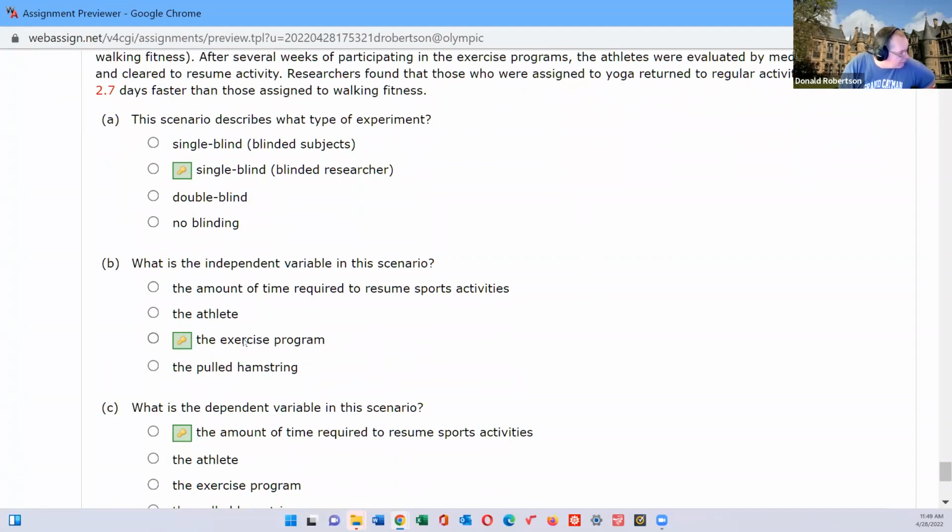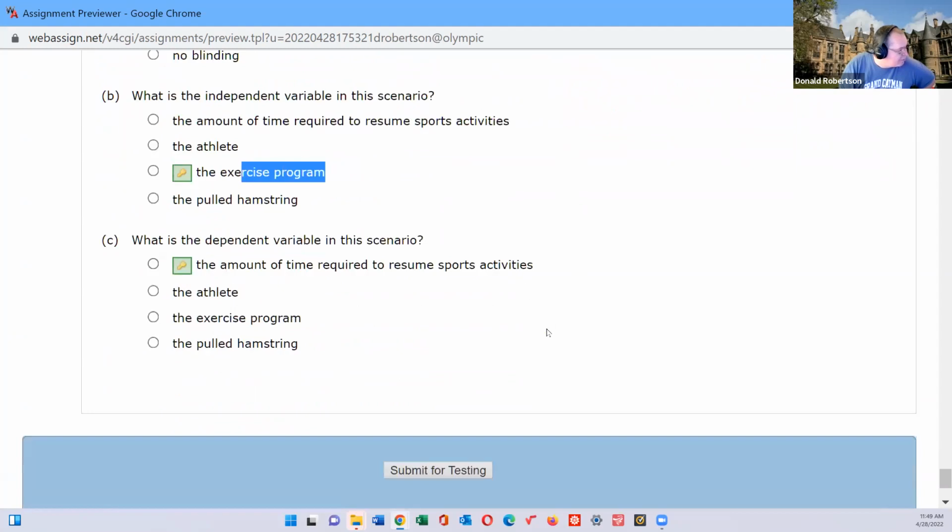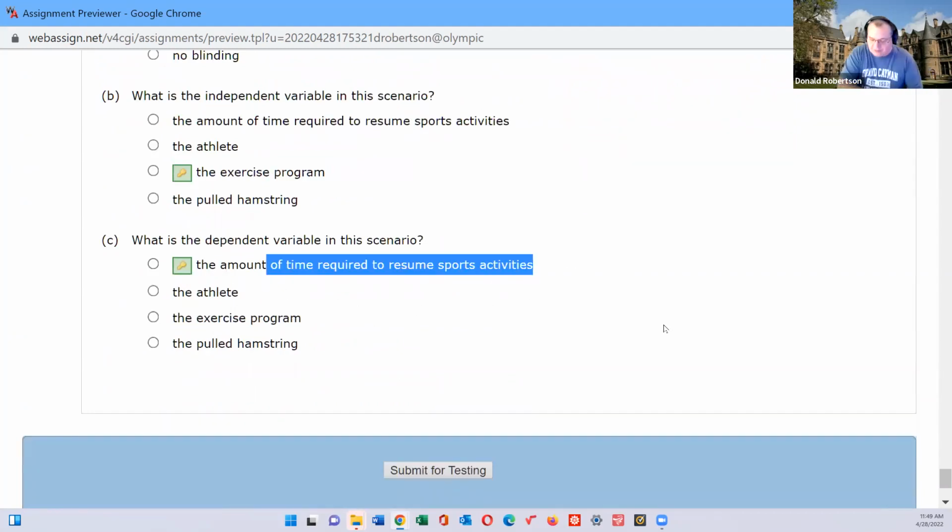The independent variable here is which exercise program, and the dependent, right, the time required to resume, right? So the x-axis is how long did it take you to recover, and the y-axis was 2 dots. Bit weird, but 2 dots it is.